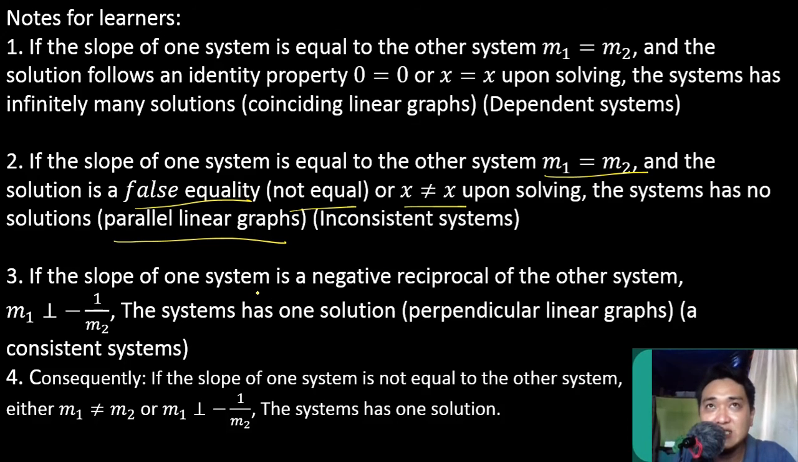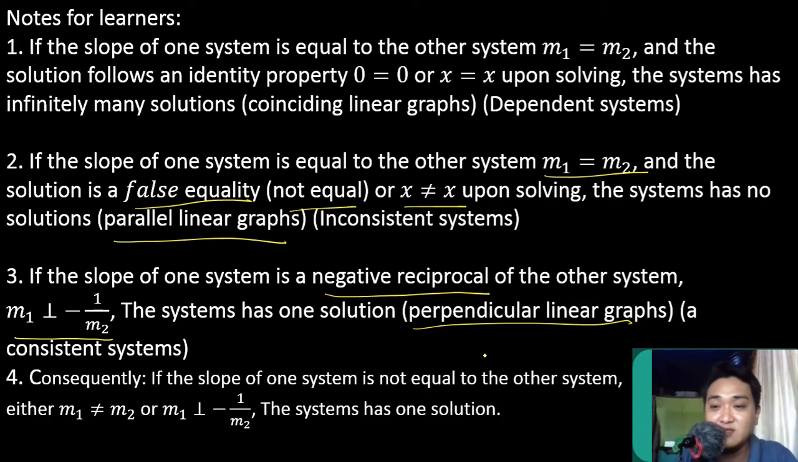And pagka naman po nakakita ka ng dalawang linear system, i-check mo muna kung magkaiba sila ng slope. Tapos i-check mo ulit kung negative reciprocal sila to each other. So whenever you encounter slopes which are negative reciprocals of each other, meaning the m sub 1 is yung counterpart niya na negative reciprocal, which is negative 1 over m sub 2, the two systems, yung dalawang system na yan, are said to be perpendicular linear graphs or perpendicular systems, and they are referred to as consistent systems.